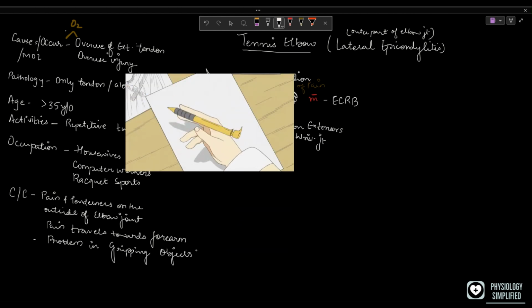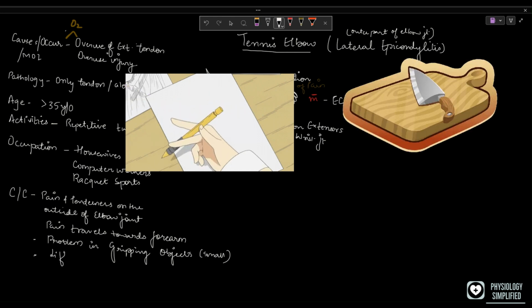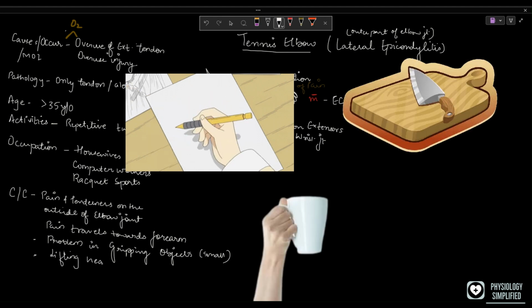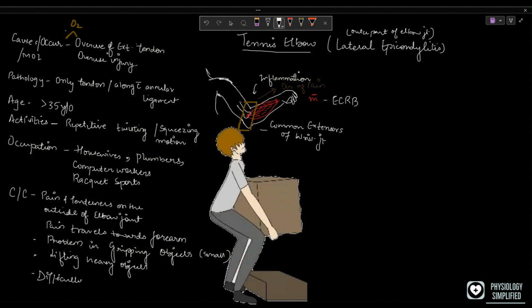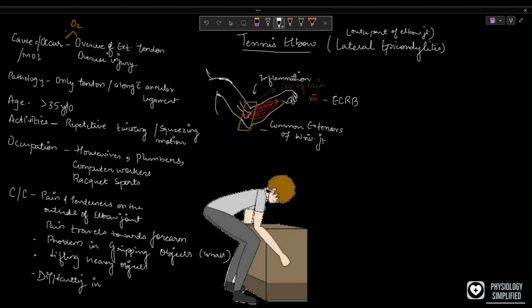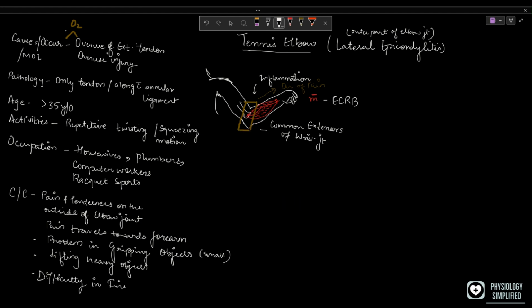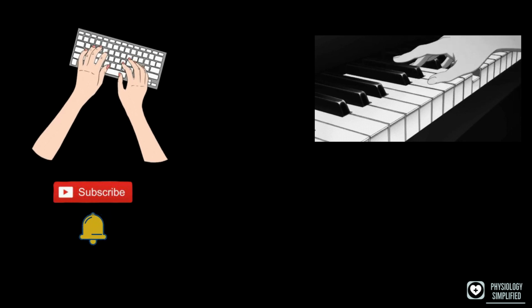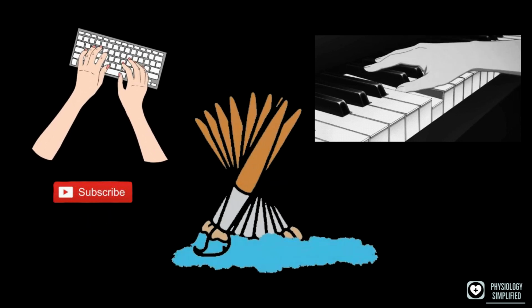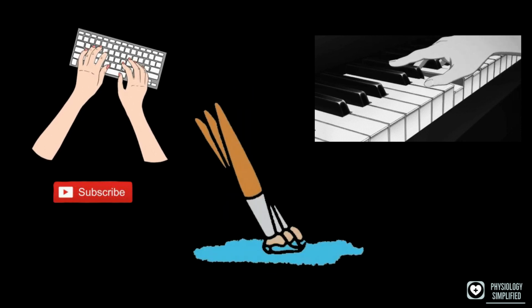doing fine movements such as holding a pen, knife, lifting coffee mugs, and even the grip becomes weaker. Lifting heavy objects causes severe pain at the elbow joint. As I have told you, fine movements become difficult. For musicians and computer workers, working on keyboard and piano can become painful. Use of painting brushes can also be a difficult task.